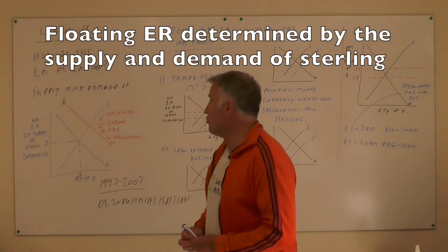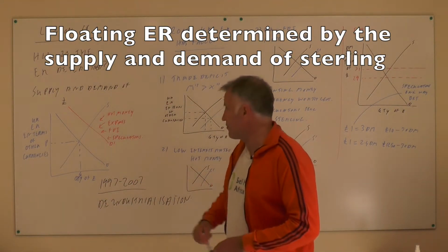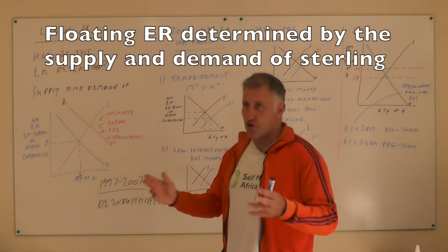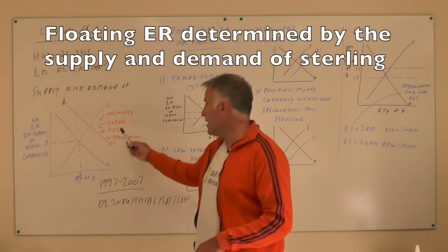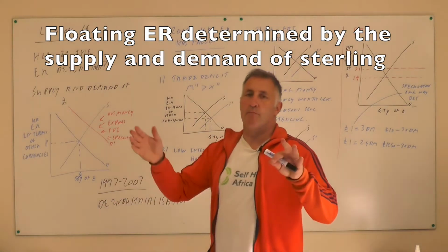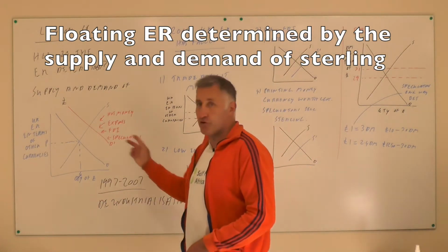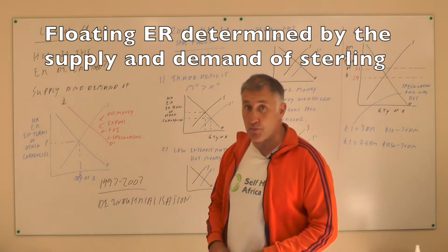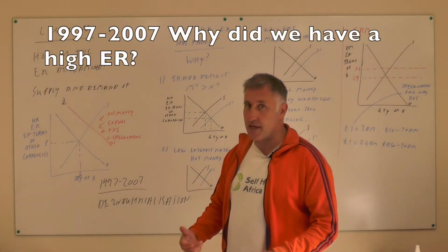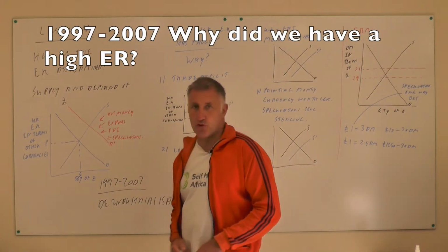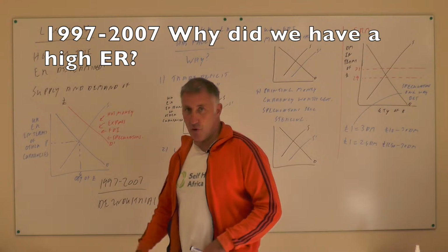Okay, so how is the exchange rate determined? It's determined by the demand and supply of sterling. So for example, if hot money comes into the UK, people demand sterling. If we sell more exports, people will demand more sterling. If there's more foreign direct investment that comes into the UK, people will demand more sterling. And also if the speculators decide it's a good investment to make, then they will also demand more sterling. So that's why the exchange rate could go up.